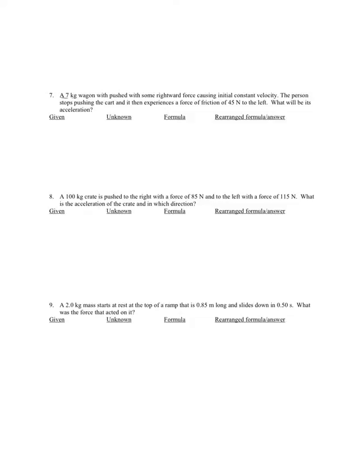All right, so I know that I'm given 7 kilograms is pushed with some rightward force. This is some rightward force, so we don't know what that force is. Some applied force, causing an initial constant velocity. So what does constant velocity mean? A constant velocity means that my acceleration is equal to 0. I don't have an acceleration. It's not speeding up or slowing down.